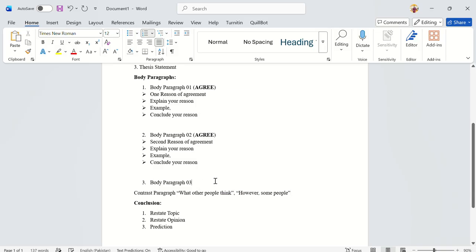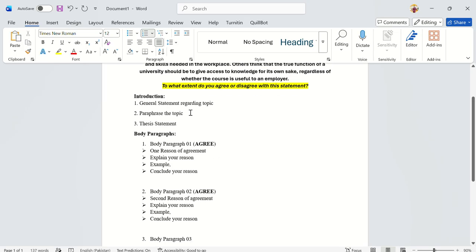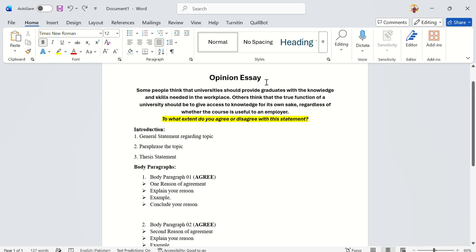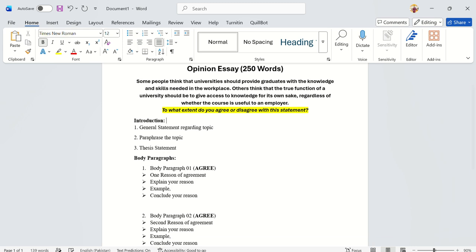so this is all about how to write an opinion essay. Make sure your writing and introduction is around the right length, because overall you have to write your opinion essay in 250 words. So to complete these 250 words, make sure to write your introduction about 60 words, at least minimum 50 to 60 words. You can write 50 to 60 words.